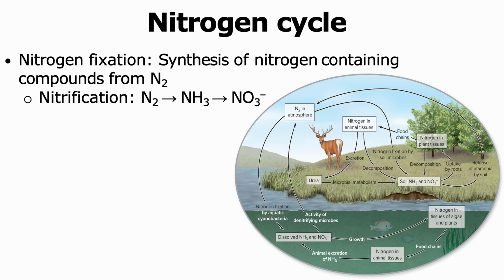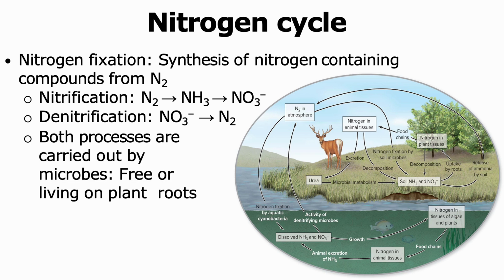The process of denitrification is the opposite, where the nitrates can be converted to nitrogen gas. Both of these processes, nitrification and denitrification, are usually carried out by microorganisms. These microorganisms can be free-living microbes or they can be associated with the roots of plants. Now let us look at how nitrogen cycles in ecosystems.